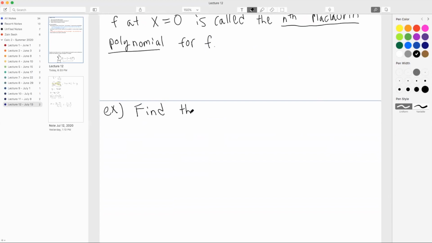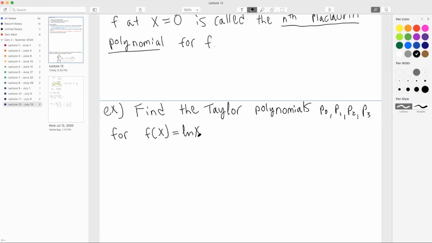So let's find the Taylor polynomials. Let's find P0, P1, P2, and P3 for the function f of x equals natural log of x. And I need to tell you centered at which point, and it will be at x equals 1. So this is all of the data that you need to find Taylor polynomials. You need the function and you need the value that we're centering our power series at.